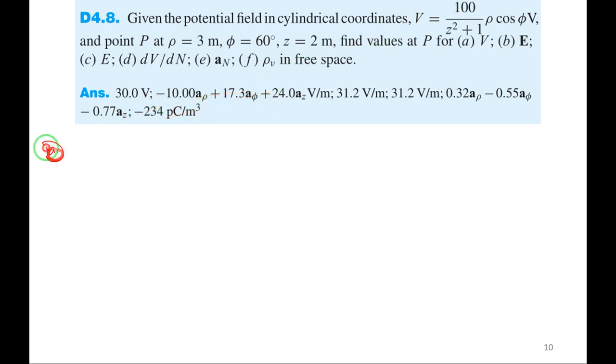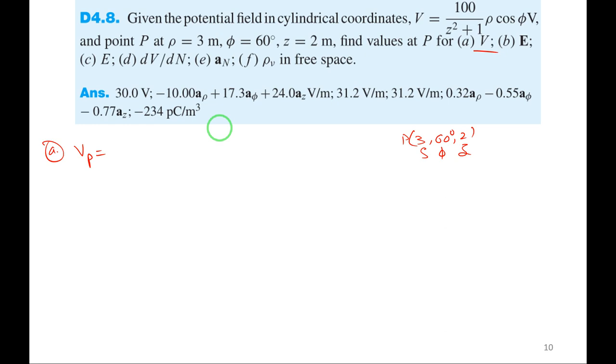So part A, find out V at point P. So potential V at point P. What is point P? Let me write down point P here. It is 3, 60 degrees, 2 for rho, phi, z. This is rho, phi, z that are given. This is point P at rho equal to 3, phi 60 degrees, z is 2 meters, right? So substitute the values of rho, phi, z here and write it. That's all, right? So directly I will do it.